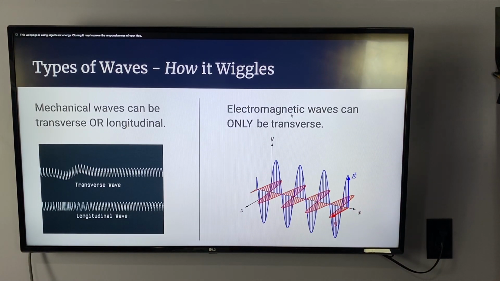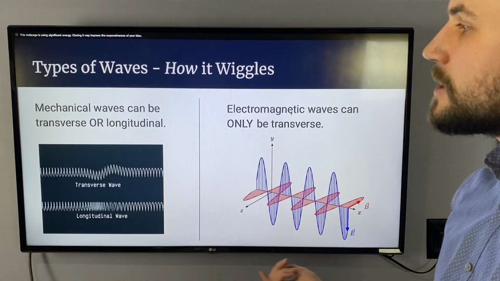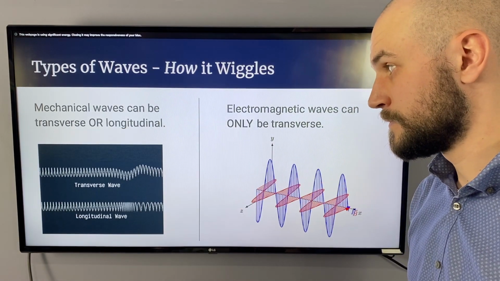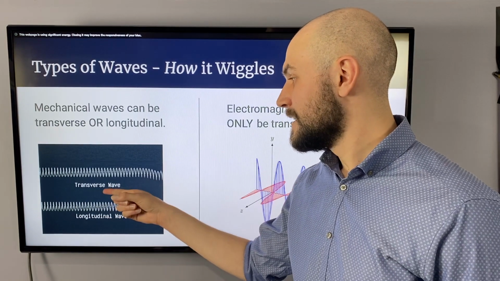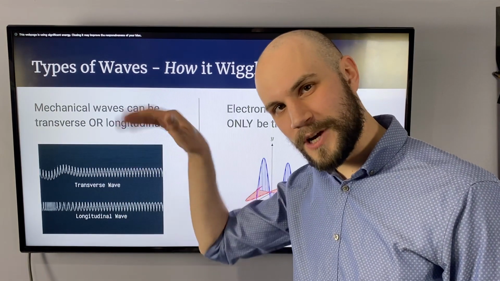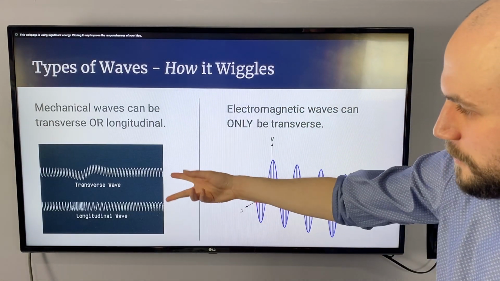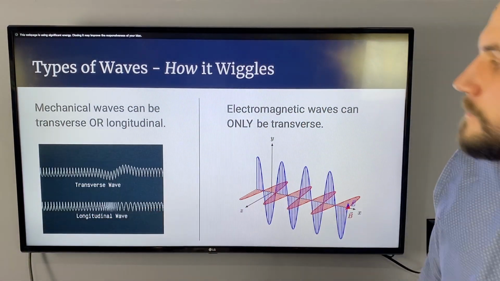Okay, one last thing I want to say about the types of waves, how the waves wiggle. Mechanical waves can be either transverse or longitudinal. So any mechanical wave, like sound is a longitudinal wave, and like ocean waves are transverse waves, right? On a slinky, we can have both types of waves. These are both slinkies, right? We have a transverse wave traveling and a longitudinal wave.